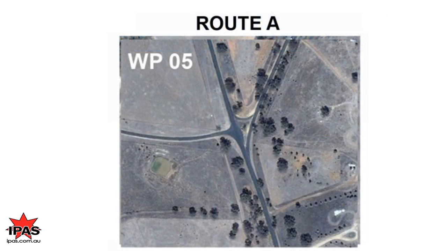Here's an example of the aerial photograph we will be providing you. This is for waypoint 5. As you can see, it's a junction of 3 roads, but we don't know which direction north is. We're not quite sure where it is, so you need to go and find it, take a photograph of it, and tell us exactly where that position is on a map.